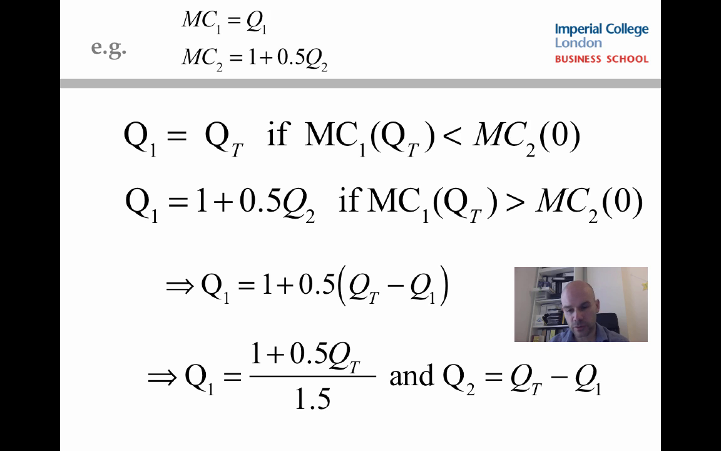So for a given total production of Qt, it immediately gives us how much we should produce in every plant. And the main criterion here is that the marginal costs have to be equalized.